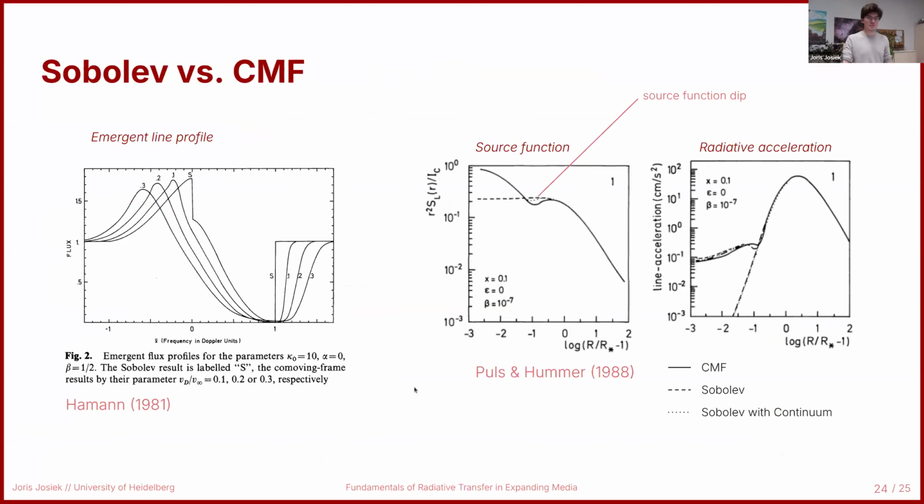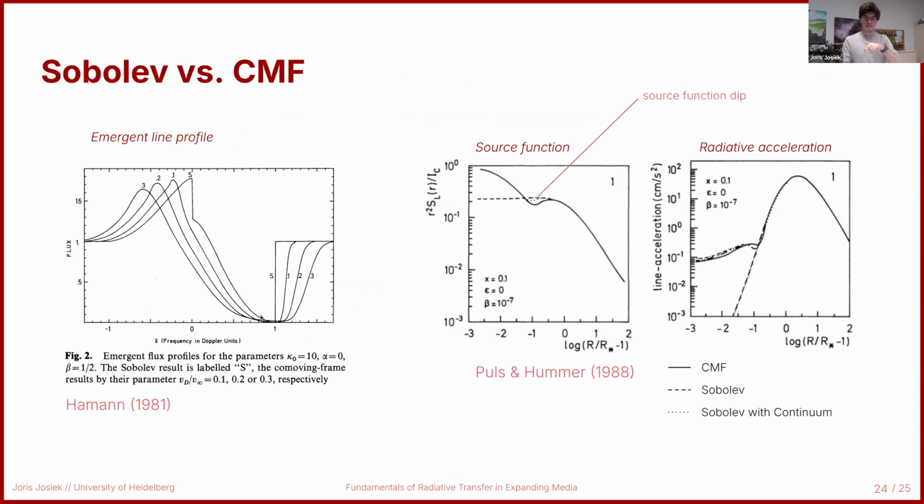So what are some results from this? This is the last part. Sobolev is an approximation, whereas the comoving frame method is more exact. It doesn't really require approximations. So here we have this emergent line profile. It's calculated both by the Sobolev method and by the comoving frame method.